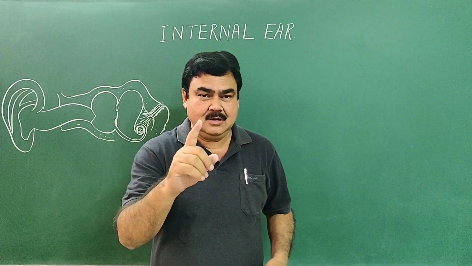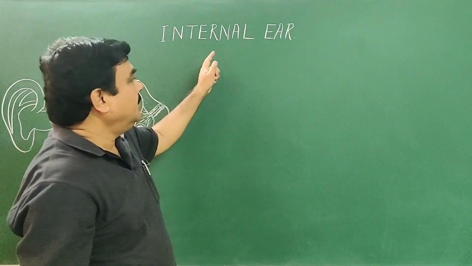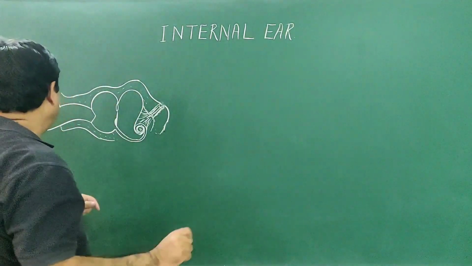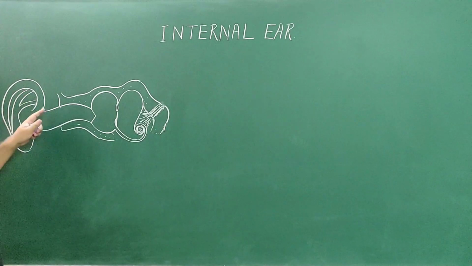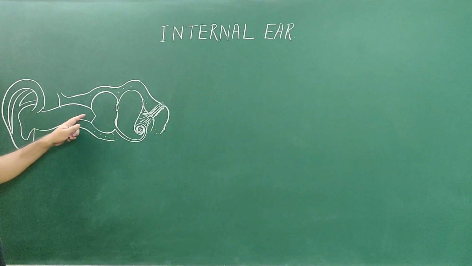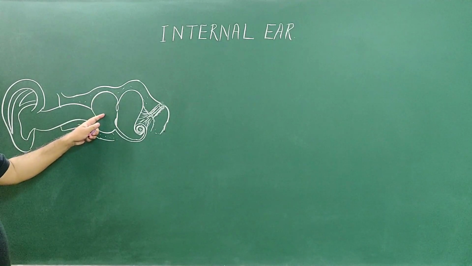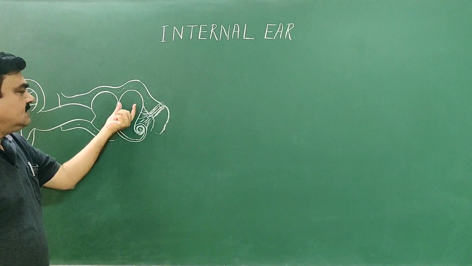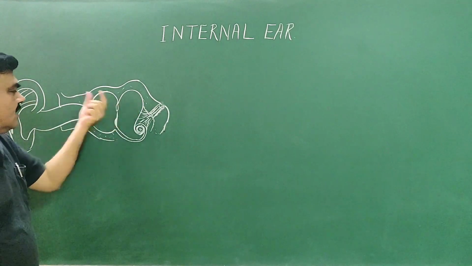Yes, now we'll discuss the anatomy of the internal ear. In previous lectures you have seen the anatomy of the external ear: ear pinna, external acoustic meatus, tympanic membrane, and the tympanic cavity. Today we discuss this part, that is the internal ear. This is the middle ear, this is the external ear, this is the internal ear.